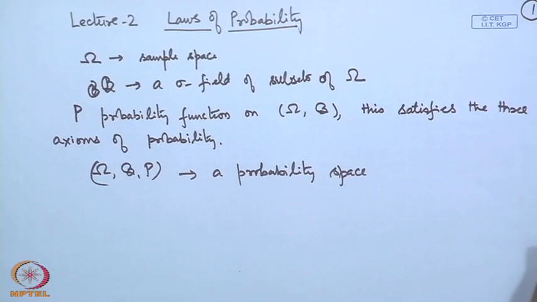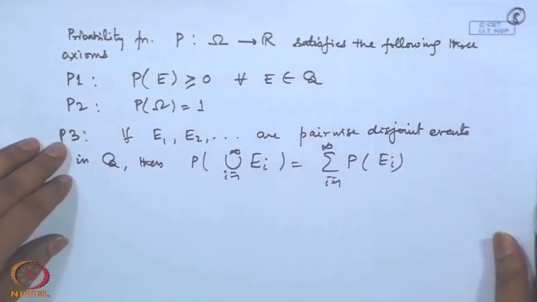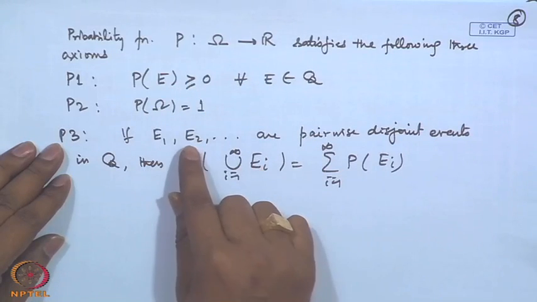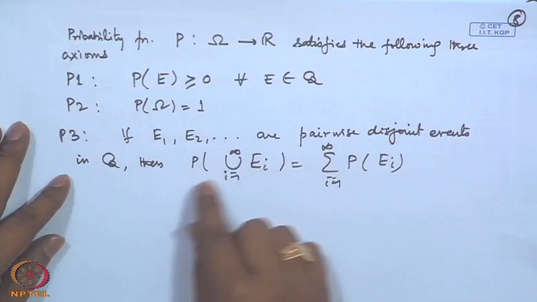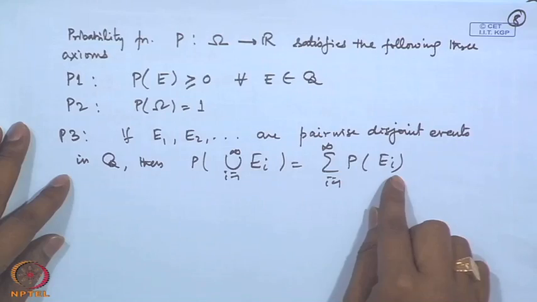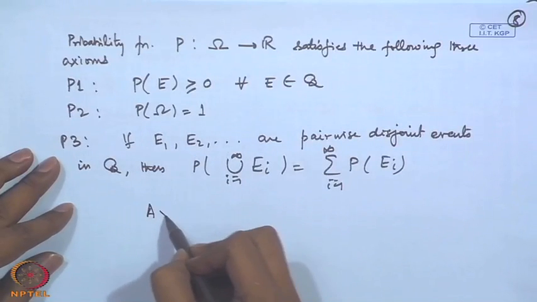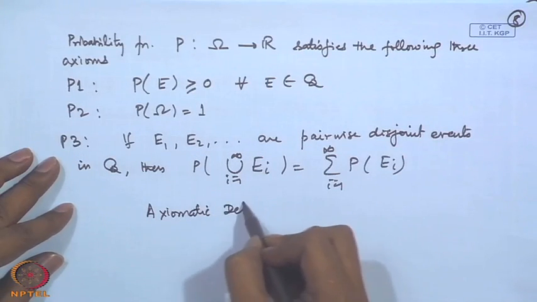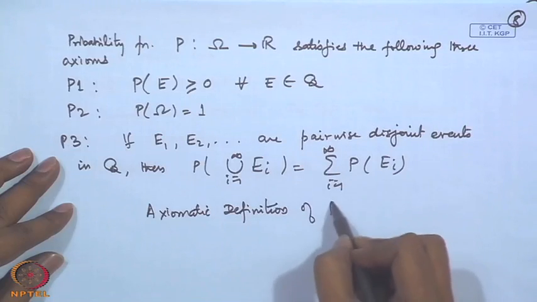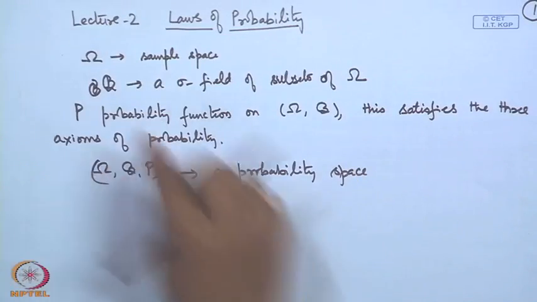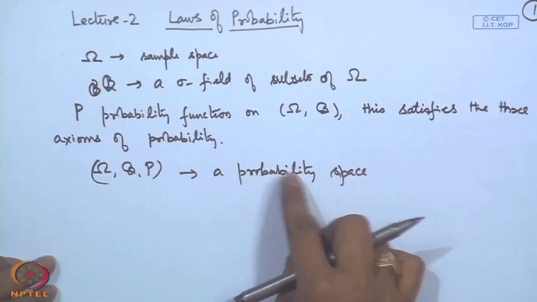Just to recollect what we did in the last class, let me show the slide for the definition of probability. It is as follows. Probability is a non-negative function, the probability of the full space is equal to 1, and if we are considering pairwise disjoint events, then the probability of their union is equal to the sum of the probabilities. So, these are the three basic axioms of the axiomatic definition of probability. Now, when we say that omega, B, P is a probability space, it satisfies these three axioms.